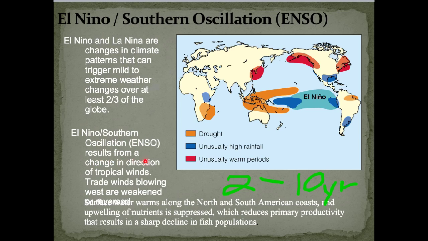El Nino Southern Oscillation results from a change in direction of the tropical winds. Trade winds blowing west are weakened, and water tends to warm over here, and you get a drier area over here because of El Nino. So this area becomes warmer and wetter. This becomes drier and cooler, and drier and cooler. And the blue areas get unusually high amounts of rainfall.